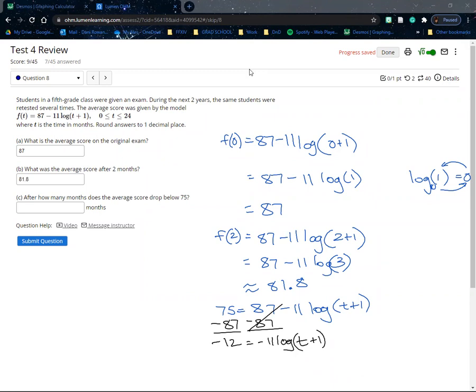Now what are we dividing by? Negative 11. Yeah. So that's going to make both of that plus. Right. So you have 12 over 11 equals log of T plus 1. What can we do here? What can we do from this point?